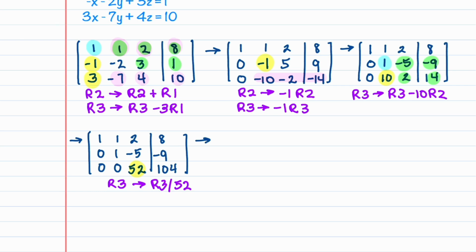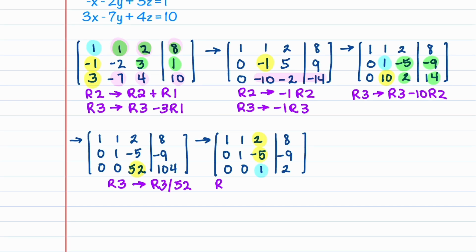Now let's write down what we get. First two rows are the same, 1, 1, 2, 8. 0, 1, -5, -9. And then in our row 3, we're dividing each number by 52, and we have a 0, 0, 1, and a 2. That worked out great. Now what we need to do is we need to make these two numbers equal to 0. This is called the backward phase of the algorithm, and we're going to use the number below that to get those numbers equal to 0.